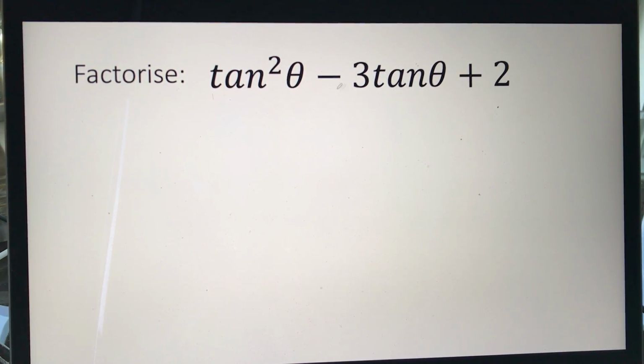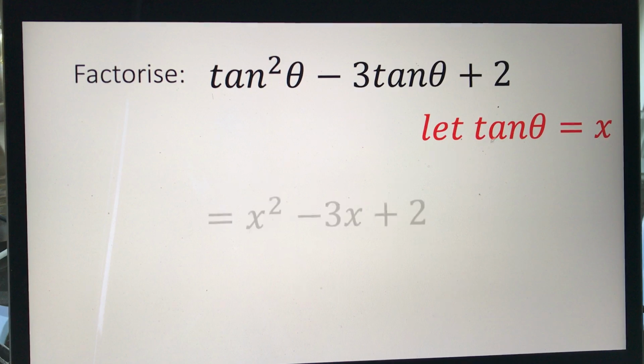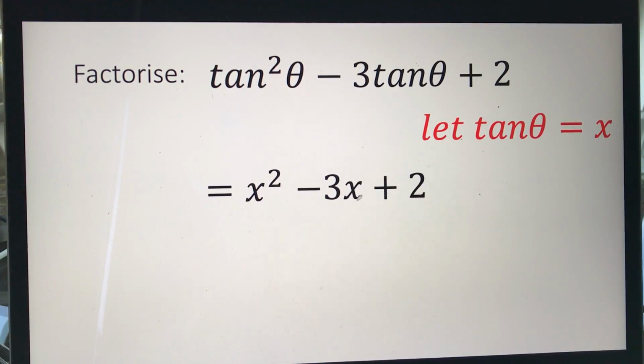Tan squared theta, take away 3 tan theta plus 2. That looks pretty different for us. But if I rewrote tan theta as x, and I wrote it as x squared minus 3x plus 2, this looks much more familiar to us. This is just a trinomial that we can factor, but it's a little bit hard to see because the tan is floating through there. So if I just do a quick little substitution, I picked x, you can pick y or a or whatever, this is much easier for us to see.